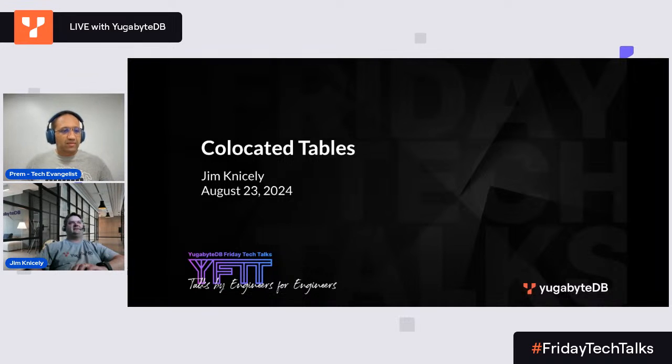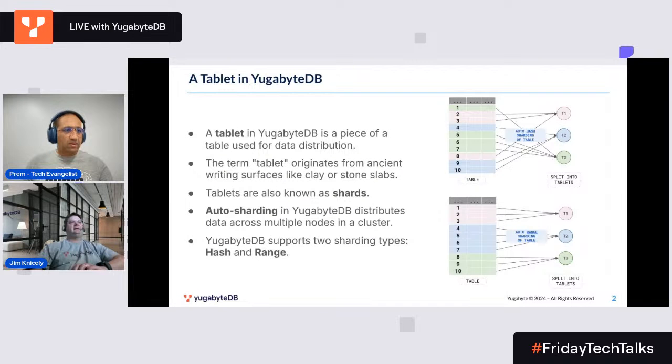So today we're going to talk about co-located tables. We'll get started really quick here. Most people are probably familiar with what a tablet is in Yugabyte, but I'll cover that real quickly. A tablet is basically just a piece of a table, right? It's a group of the rows from a table.